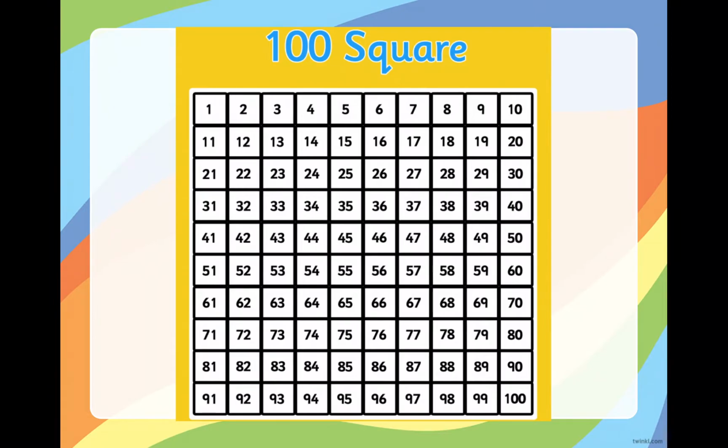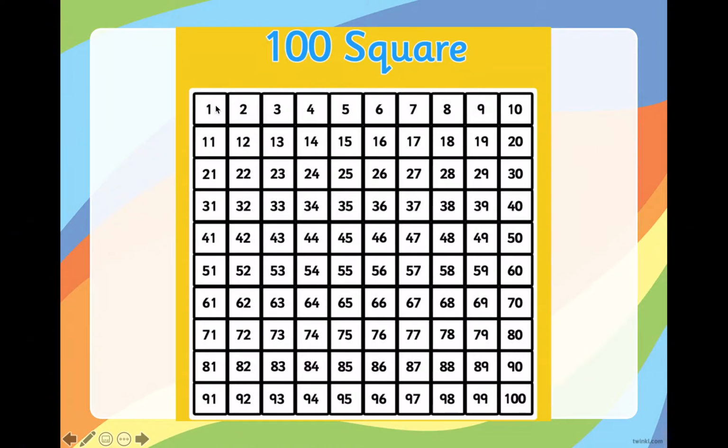Now, we've got a 100 square here. Can you see some patterns in the numbers of the 100 square? Pause and have a little look at it and see where you could see some patterns. I see patterns, like I said before, that in this column that's 10, 20, 30, 40, 50, 60, 70, 80, 90, and 100, it always ends in a 0. And that's a pattern to always end in 0.